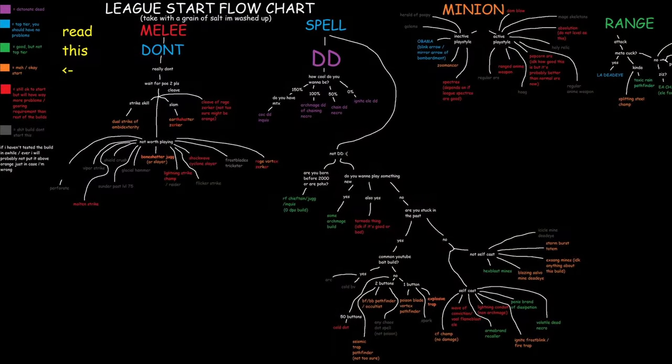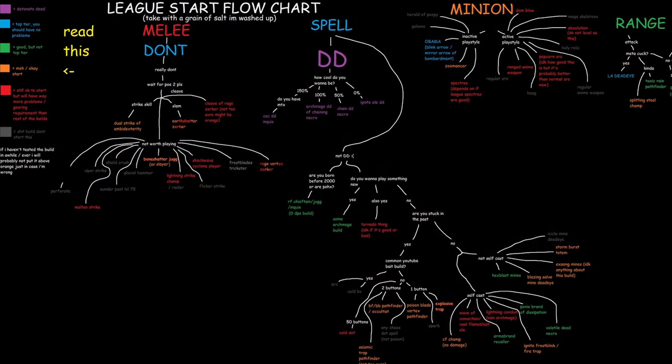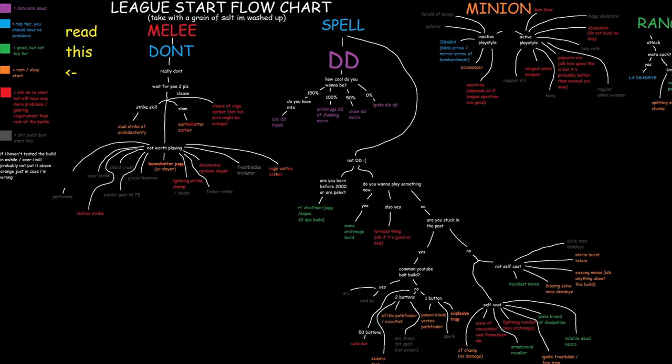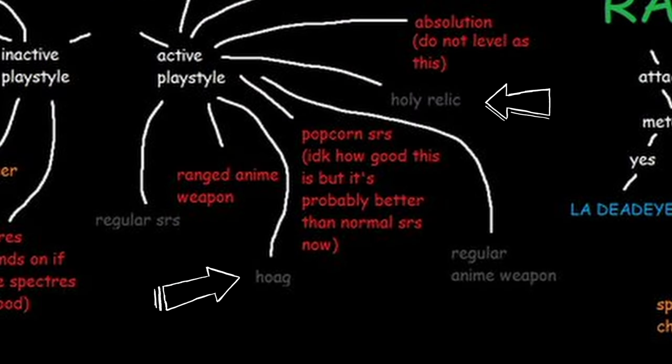And if DS Lily's league start flowchart should tell us anything, it is that we have chosen two of the worst gems we could possibly choose. They're grayed out, aka build don't start, on both HOAG and Holy Relic. So is this bait? I guess time will tell.